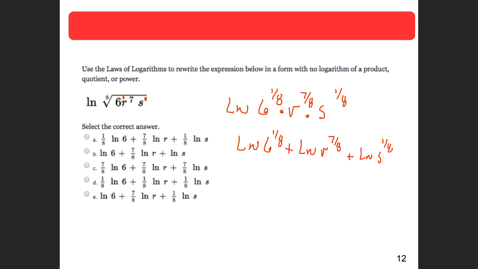So I'm just going to rewrite this. I'm going to bring those numbers to the front. So 1/8 natural log of 6 plus, oops, I forgot to put 7/8 in front, 7/8 natural log of r plus 1/8 natural log of s. So now I don't have any powers, I don't have any products or quotients.